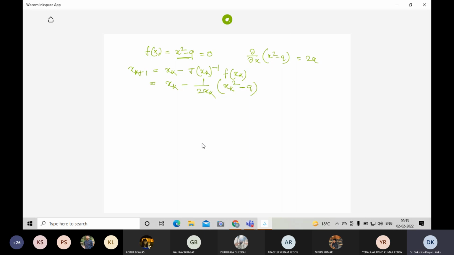So here we can get 2xk square minus half of xk, then 9 by 2. What do we get here? Divided by 2xk. So here we will get half minus half xk square, plus 9. Sir, 2xk square minus half xk square.